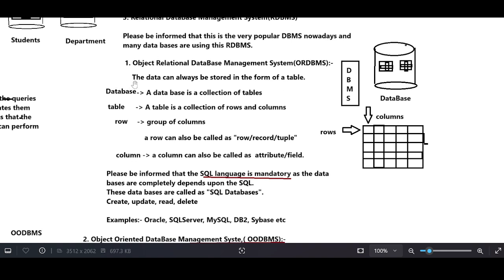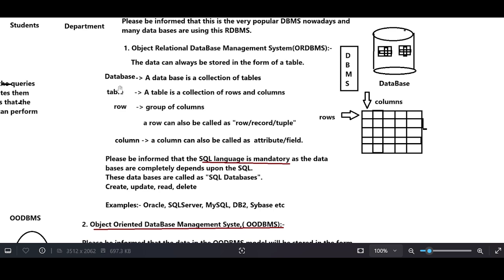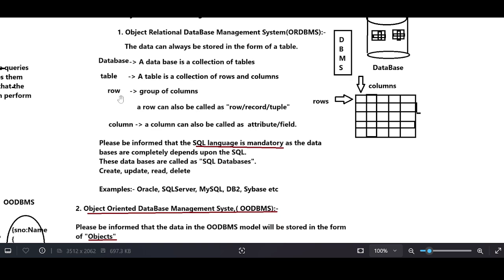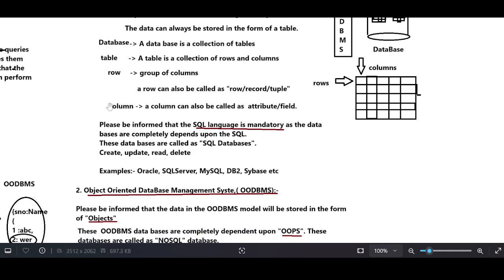In the relational model, whatever data you want to store, you can store in the form of a table. Table comes into the picture in RDBMS, right? Again, what is a database? A database is a collection of tables. What is a table? A table is a collection of rows and columns. What is a row? A group of columns. We have seen these things yesterday in action. And what is a column? It is also called an attribute or field where you can store data.